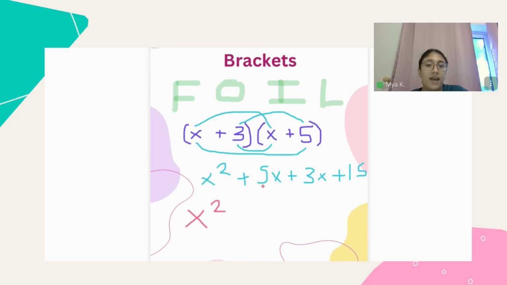Next up, we have 5x, and there is another number with an x next to it, which is 3x. So we put them together, which gives us 8x. Those terms are similar, they are like, so we gather them together. And then at the end we have 15, and we don't have just another number in this expression, so we leave it as is. That gives us x squared add 8x add 15 as our final expression.